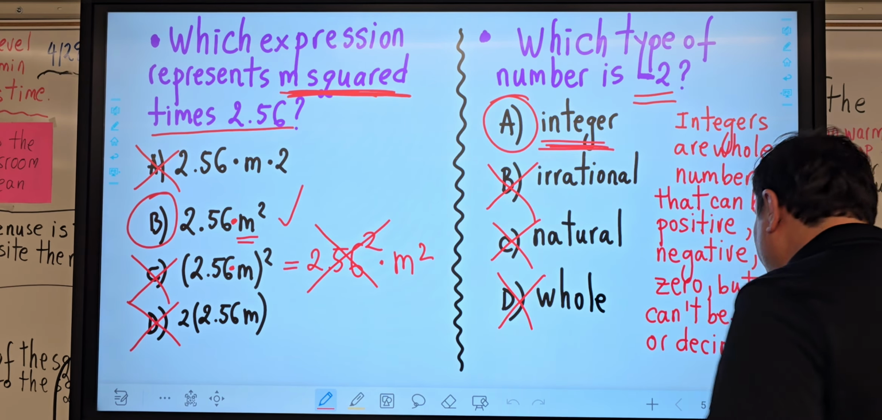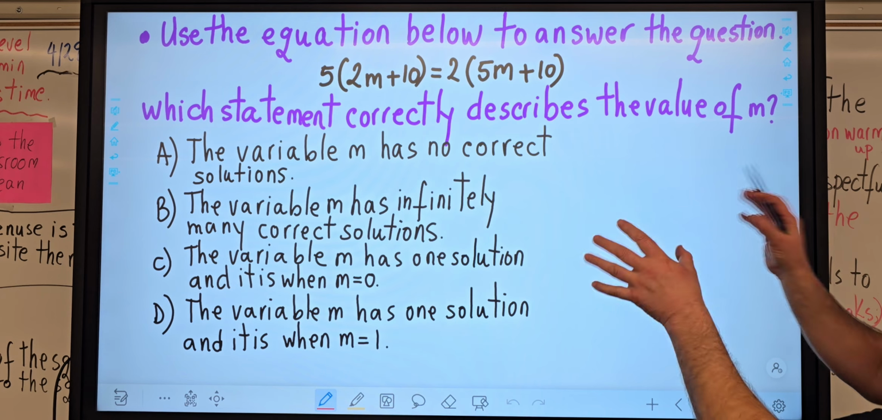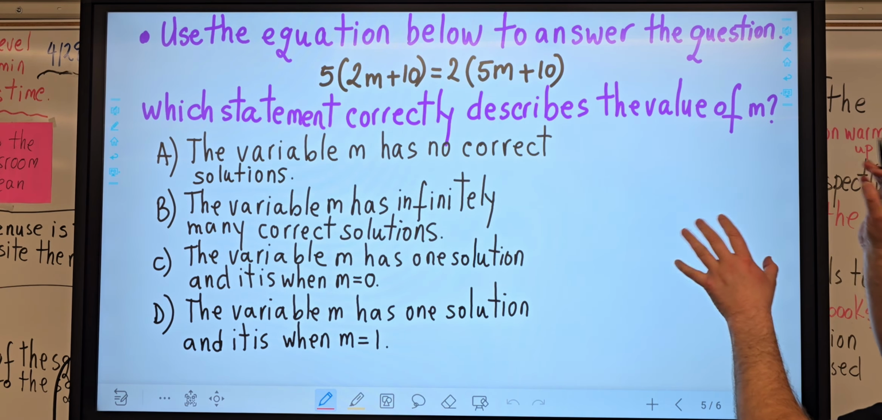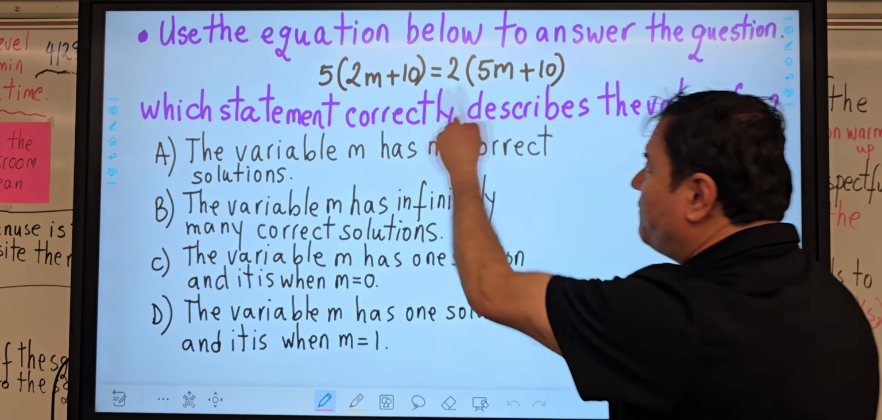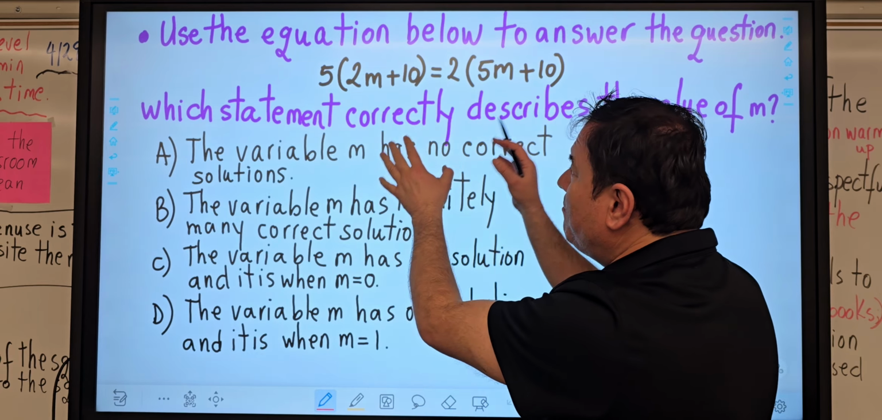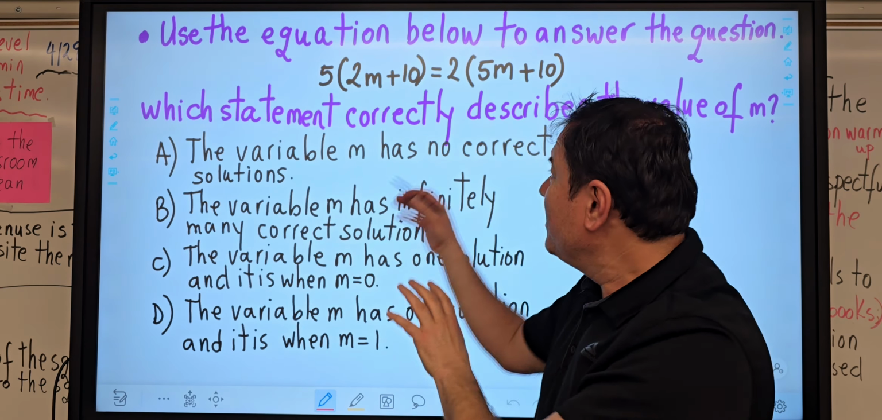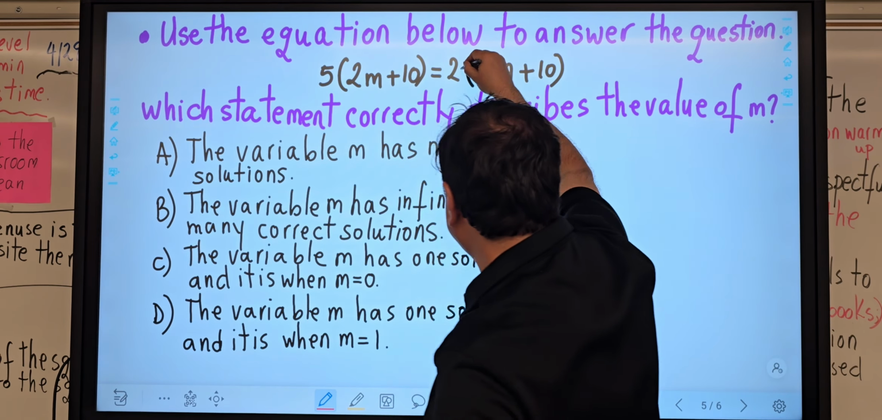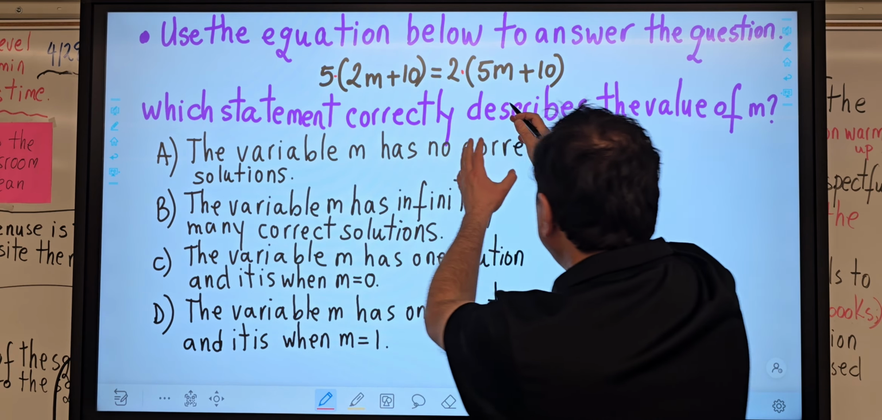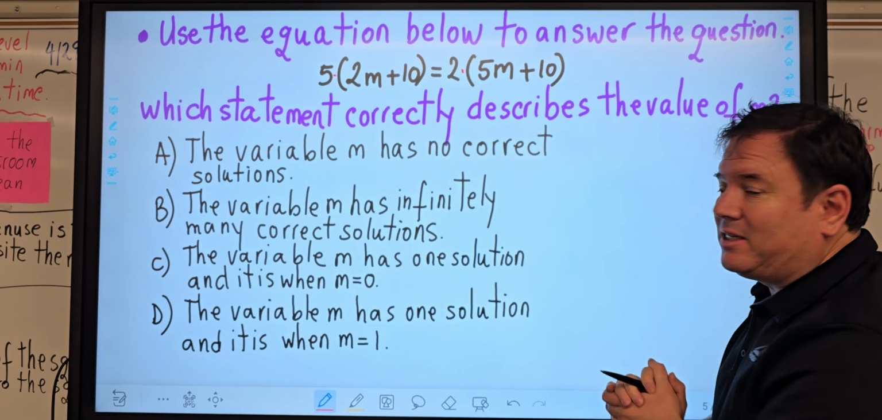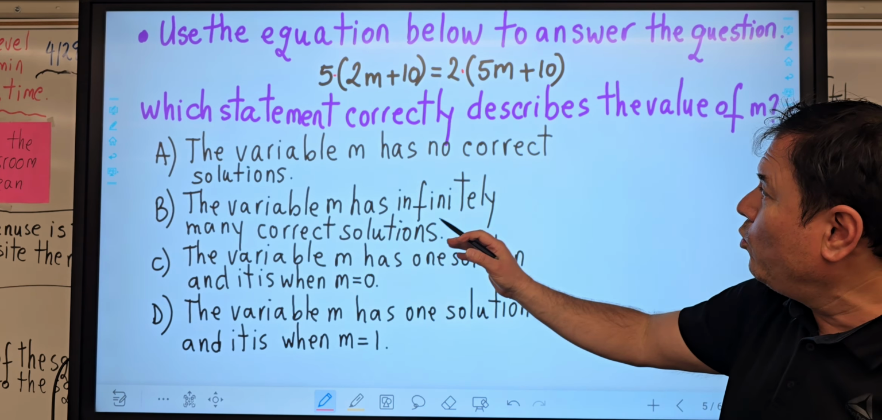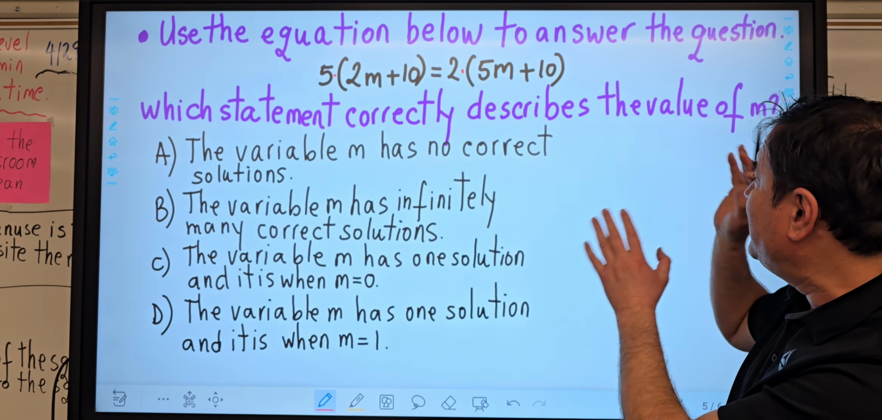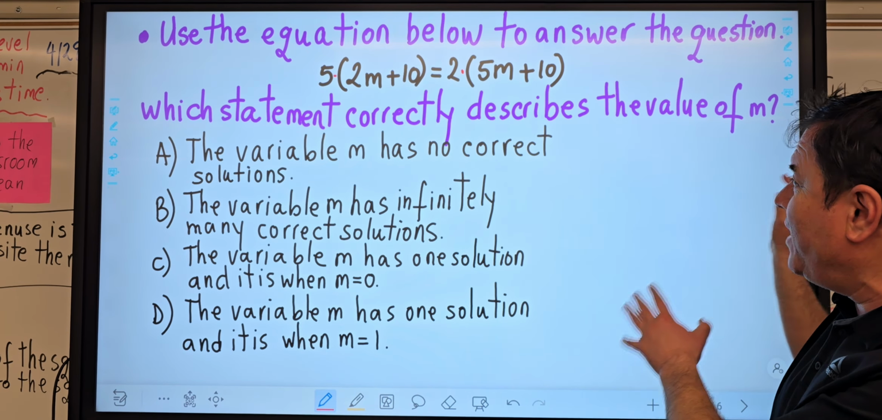And finally, let's take a look at another problem here. Use the equation below to answer the question. The equation is 5 times (2m + 10) equals 2 times (5m + 10). And the question is, which statement correctly describes the value of m?